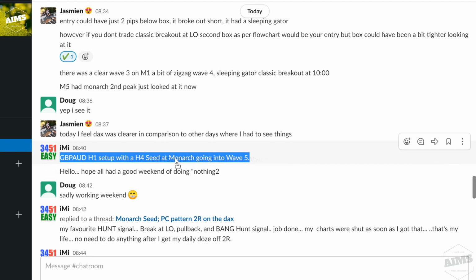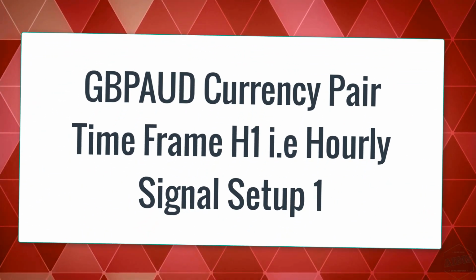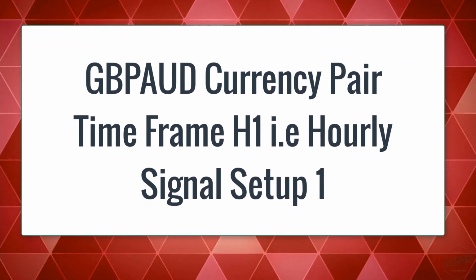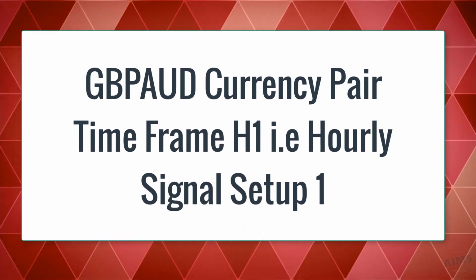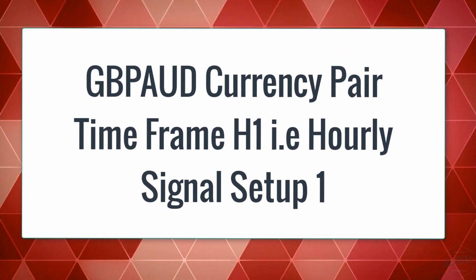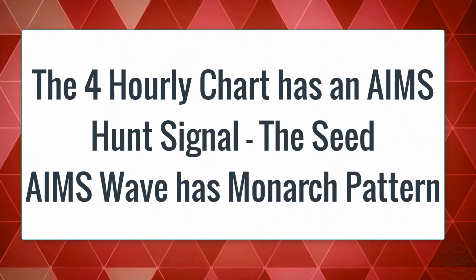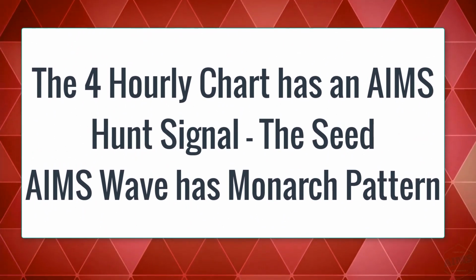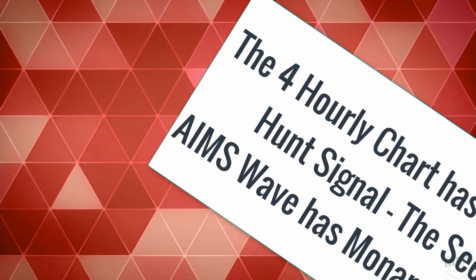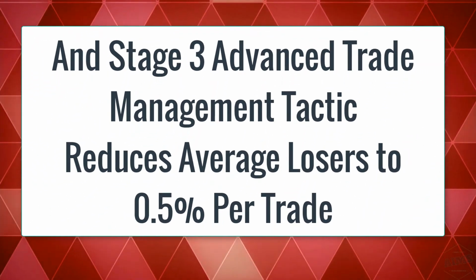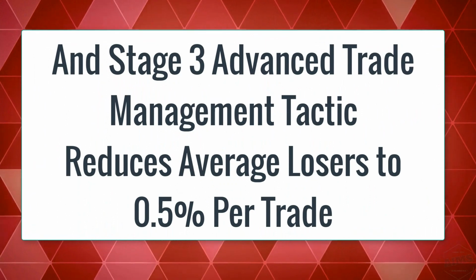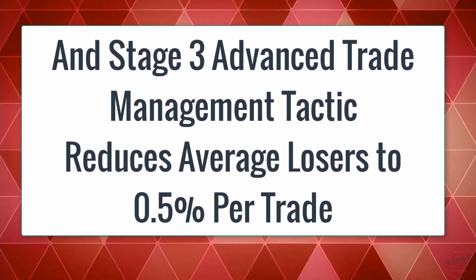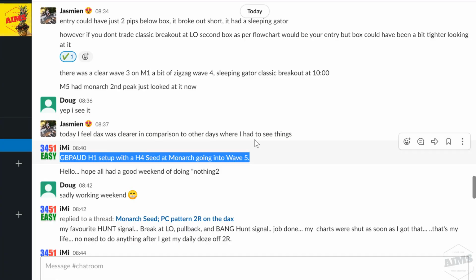This could be a mouthful, so let me explain that. H1 setup means it's a setup 1 going on. And if you go to the 4-hour chart, the H4, there's a seed which is a Monarch, right? That's another thing to discuss, and it's going into wave 5. So let's look into that, and then after that I will talk about the different type of trade management that I would suggest for stage 3.